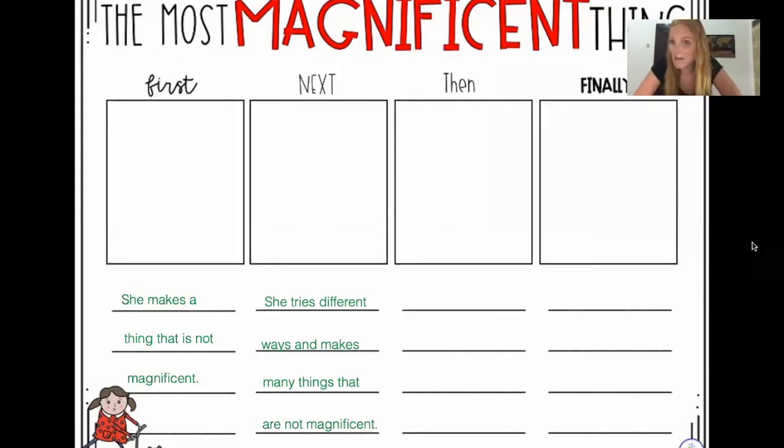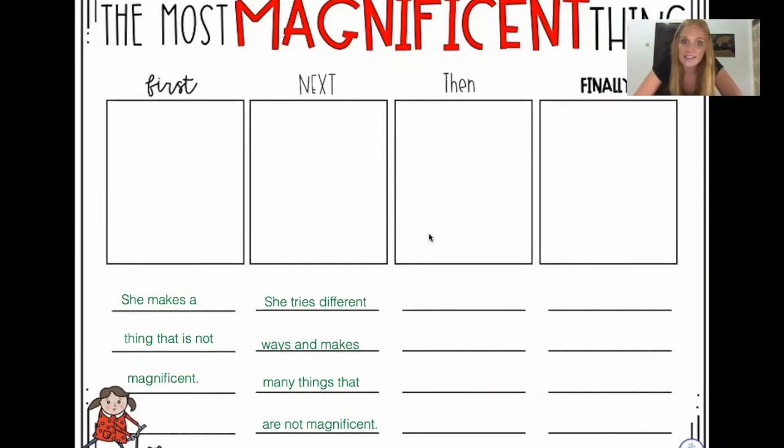Okay, so when you come back here, you can see I've already done it. I just copied that exact sentence on the next box. She tries different ways and makes many things that are not magnificent. Now, I want you to notice here, this is a very long sentence. So it's important that you write nice and neat and nice and small. Use your best handwriting. If you run out of space, you can come down here.